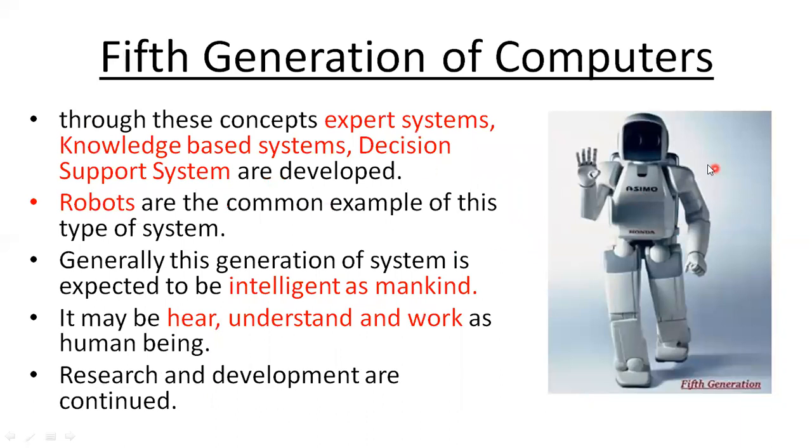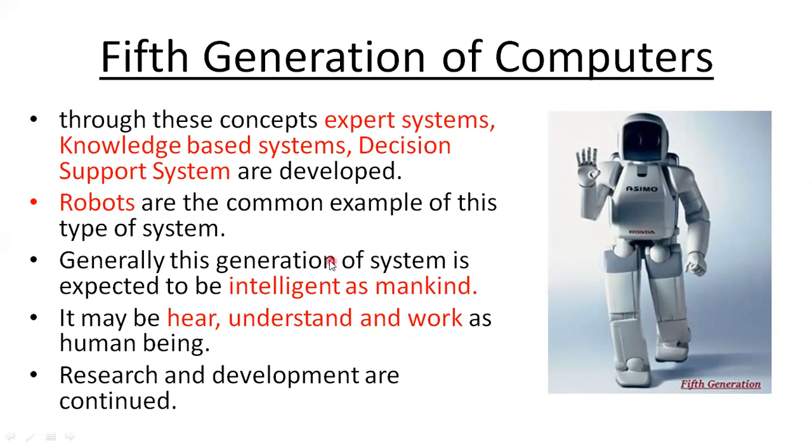And then here this is a robot structure for the fifth generation of computer. Using this concept, expert systems, knowledge based systems, and decision support systems were developed. Robots are a common example of this type of system. The right diagram shows a simple robot. It is a best example for the fifth generation of computer.